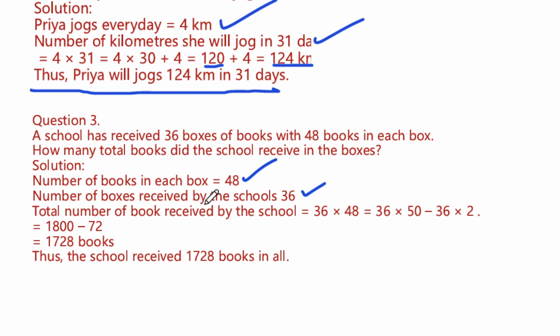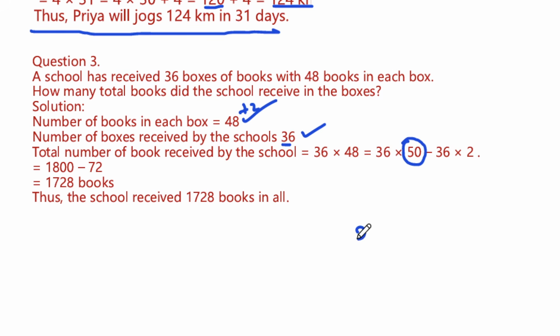So what we have to do, we have to round the number 48 now. So 36 into 48, what I have done is 36 into 50. So I have rounded 48 to 50, and I'm going to subtract 36 into 2. Two times I have to subtract, because 48 plus 2 only I'll get 50. Okay, so now 36 into 50.